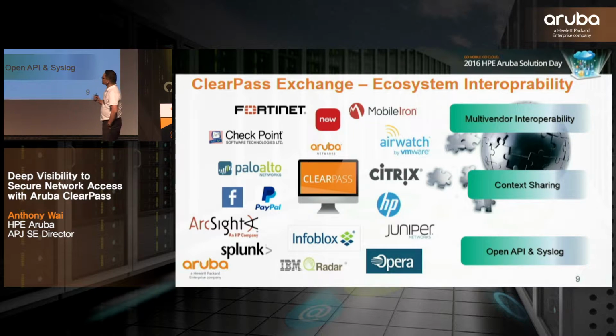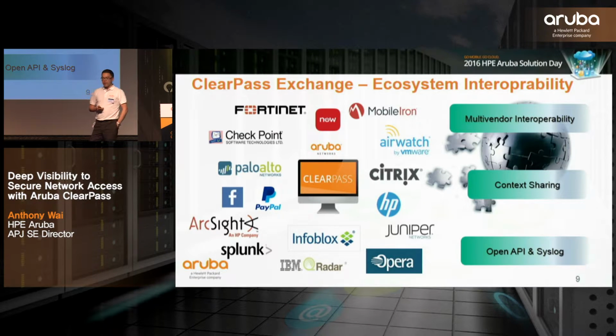Now, when you look at ClearPass Exchange, it's actually an ecosystem that consists of a lot of different vendors. So the keyword here is multi-vendor interoperability, meaning that I can work with multiple vendors at the same time. I don't need to talk to just one. It's not a one-on-one relationship. It's a one-to-many relationship. I'm also able to offer a lot of context sharing, meaning I share information with a lot of vendors at the same time. And I do this through open API calls or syslog calls.